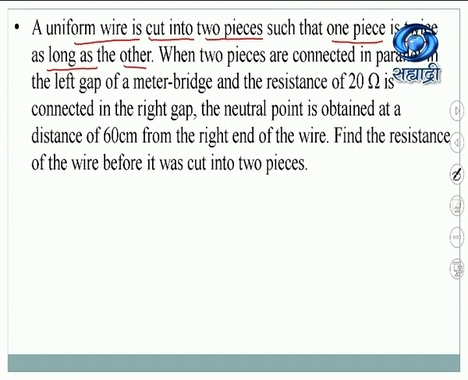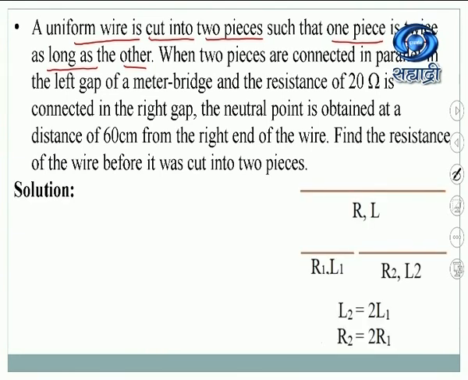as the other. That means suppose the wire is of length L, then it is cut in such a way. See here in the diagram, this is a uniform long wire having resistance R and length L. Then it is cut into two pieces. This is piece 1, this is piece 2. Here the resistance is R1 and the length is L1. Similarly, this is R2 and this is L2. We shall see in the problem what is asked and what is given.